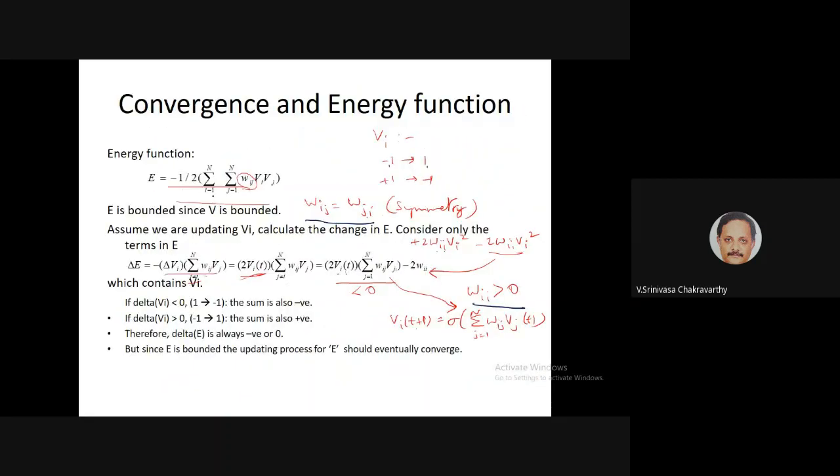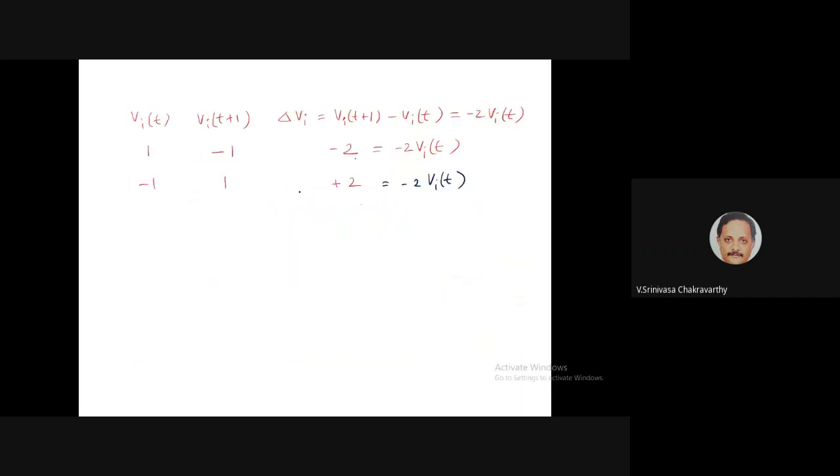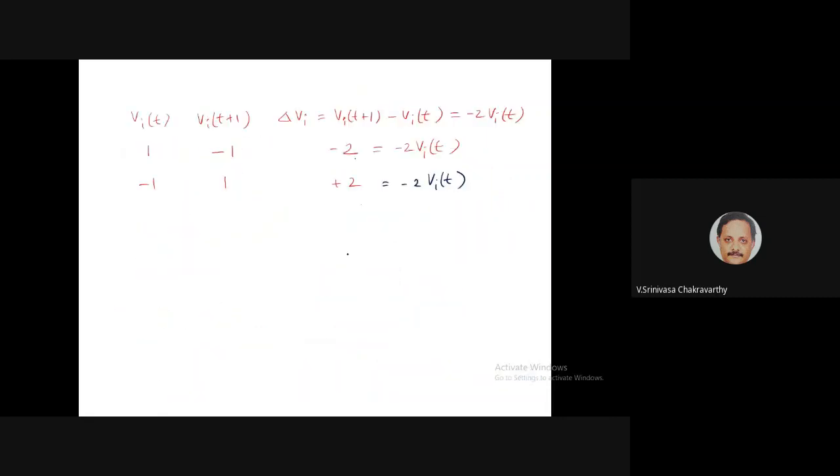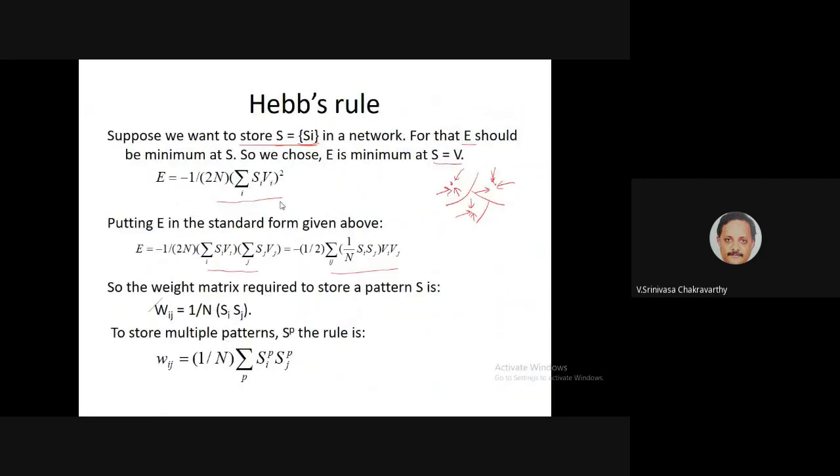The energy function has minus half times sigma sigma W_ij V_i V_j. Here also you have minus half times the sum over i, j of some factor times V_i V_j. So this factor happens to be the weight matrix in the energy function. Therefore, if you define your weight matrix as this expression, then the resulting Hopfield network will have a minimum at V equal to S. So this is a storage rule. If you want to store a pattern S, calculate your weight matrix such that the W_ij term in the weight matrix is equal to 1 over n times S_i S_j.